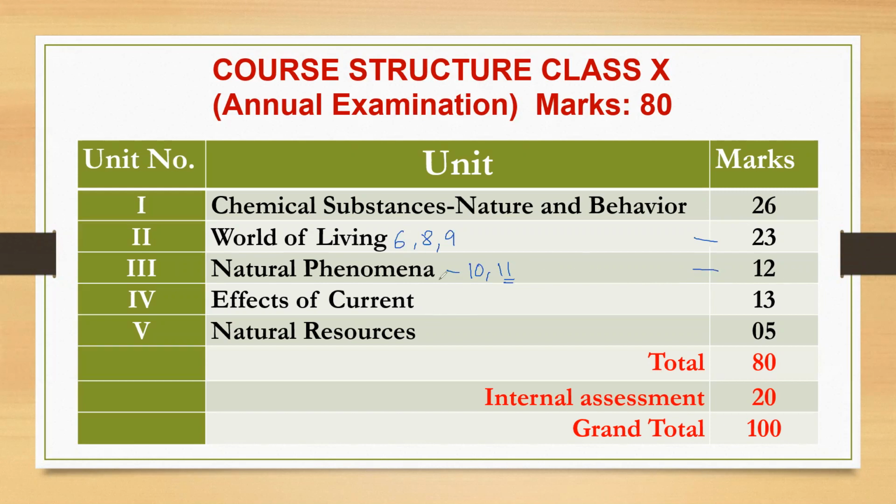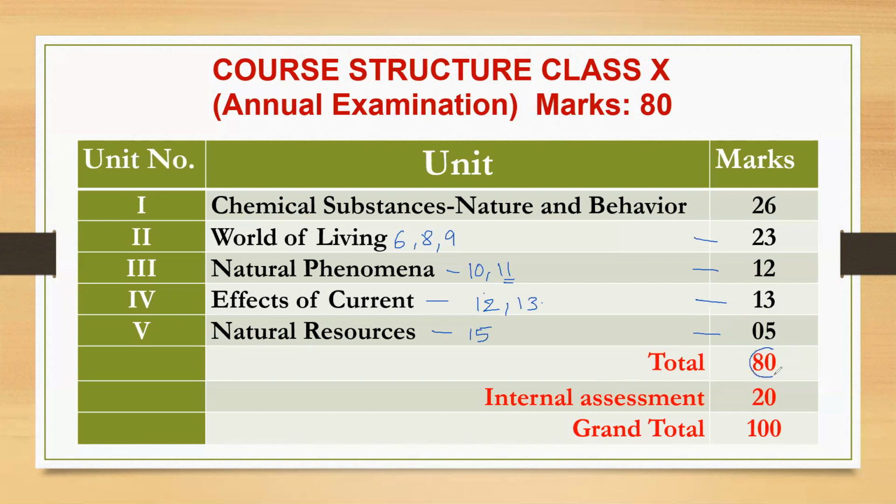Next, Unit 4, Electric Current. Under this, chapter 12, electricity, and chapter 13, magnetic effects of electric current. These 2 chapters are allotted 13 marks. Next, Unit 5 is Natural Resources. Under this we have chapter 15, our environment, only 5 marks. This is the overall course structure.